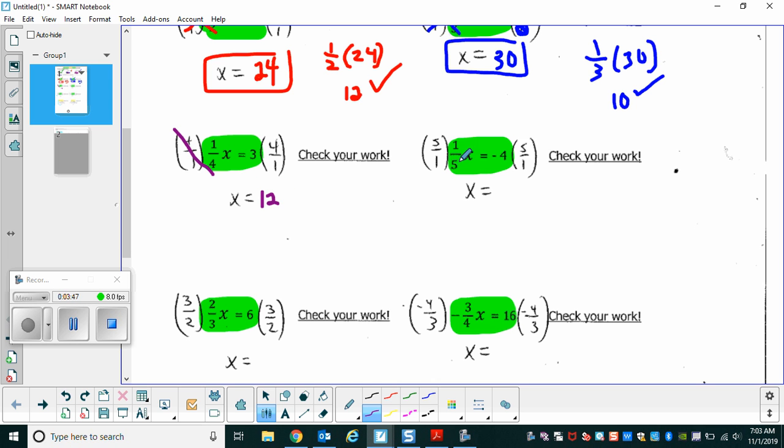On this side, a fifth of x is a negative 4, so we're going to multiply by the reciprocal of 5 over 1. And friendly reminder that a negative 4 times 5 is going to be a negative 20. Make sure you get negative 20 with that one.